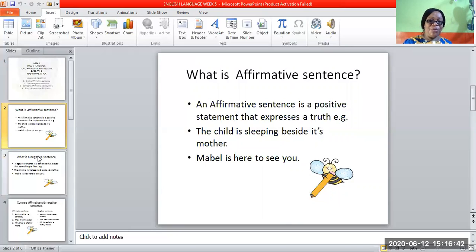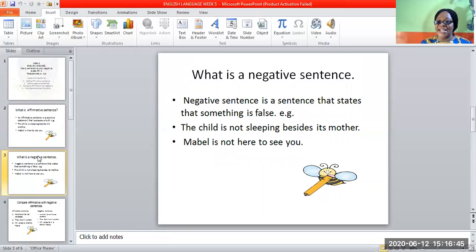Okay, let's move on. What exactly do we mean by negative sentence? A negative sentence, on the other hand, is a sentence that states that something is false or not true. It is incorrect. The message passed on in that sentence is incorrect. That is the essence of a negative sentence.